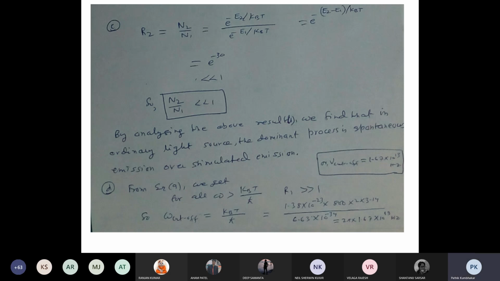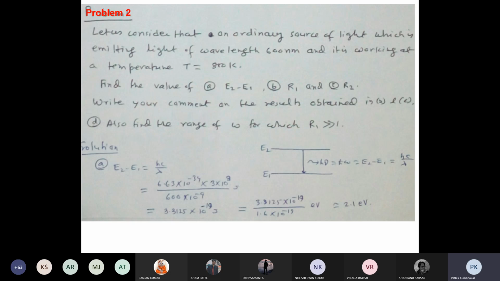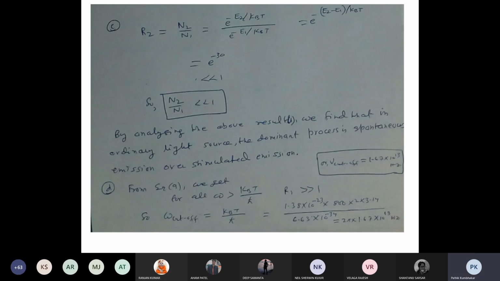Now we can calculate a frequency for which R1 will be much greater than 1. So there is a cutoff frequency, omega cutoff, equal to kT by h cross. R1 was e to the power (h cross omega by kT) minus 1. This will be much greater than 1 when the exponent is much greater than 1, like e to the power x, when x is much greater than 1, then e to the power x is much greater than 1. So when h cross omega by kT is greater than 1, or omega is greater than kT by h cross, you can calculate a cutoff frequency.